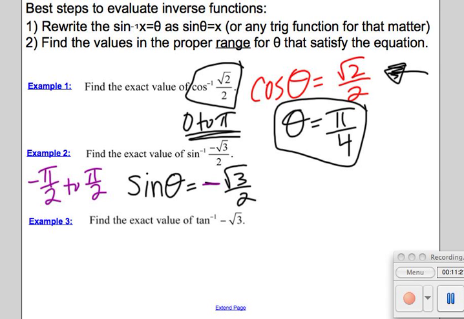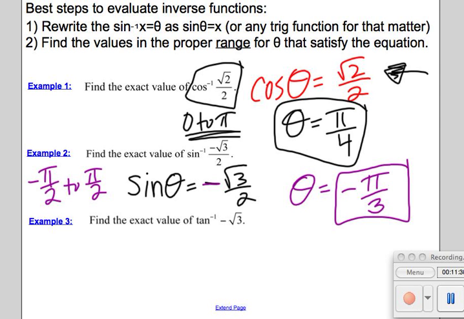So I'm thinking of where it is negative square root of 3 over 2. Well, that's when theta is negative, and in radians, negative pi over 3. It's negative 60 degrees. Look on your unit circle to confirm that. So the answer is negative pi over 3. Okay, it's not a positive angle that's really large. It's a negative angle because of this requirement on the range.